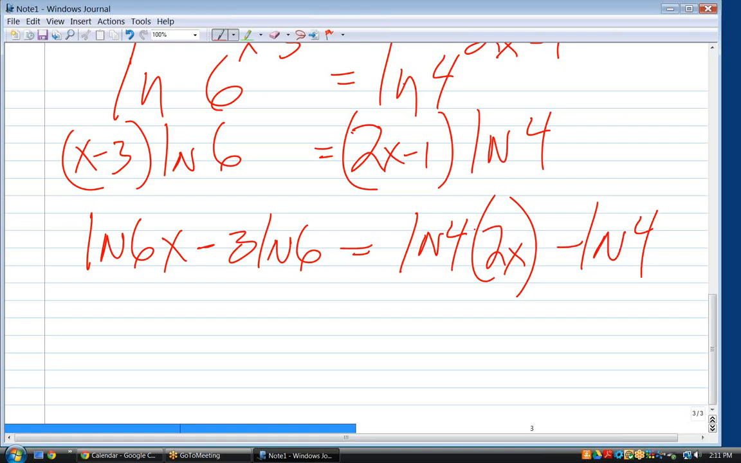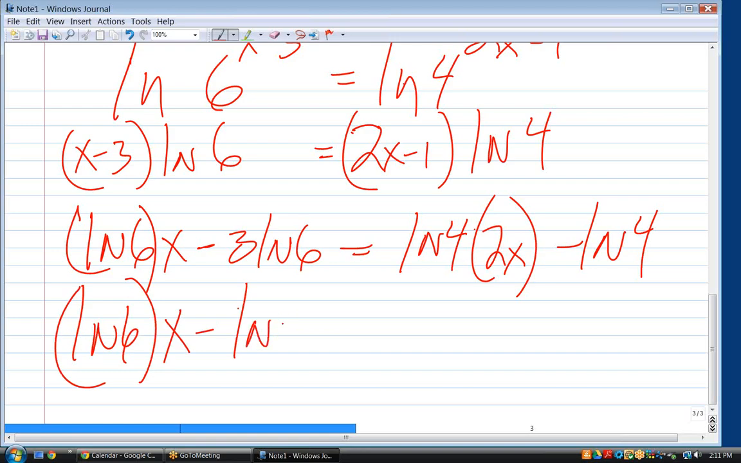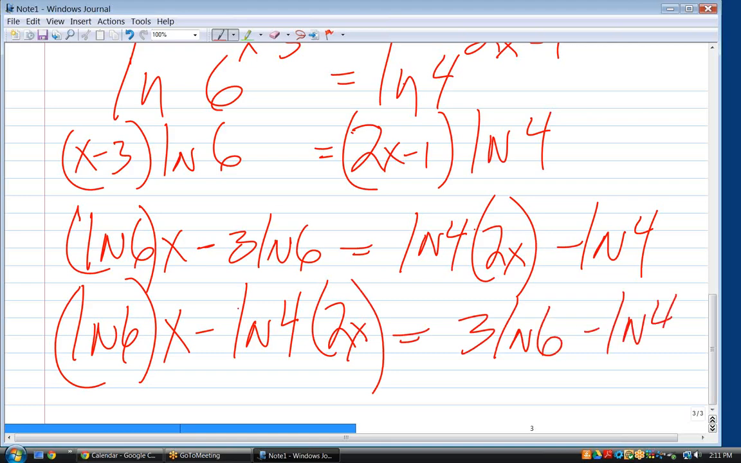What's the next algebra step to solve this? Well, the next step is to take every term that has a variable in it and move it to the same side. So I'm going to have natural log 6, and I'm going to put parentheses around that just so there's no confusion, minus natural log of 4 times 2x. And then I'm going to move this to the other side. So I'm going to have 3 natural log of 6 minus natural log of 4.